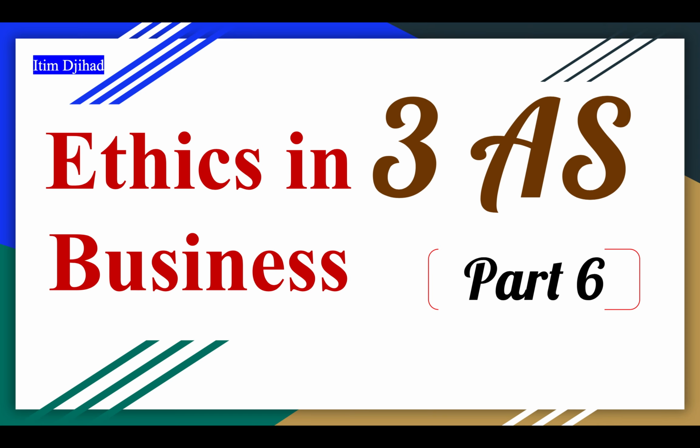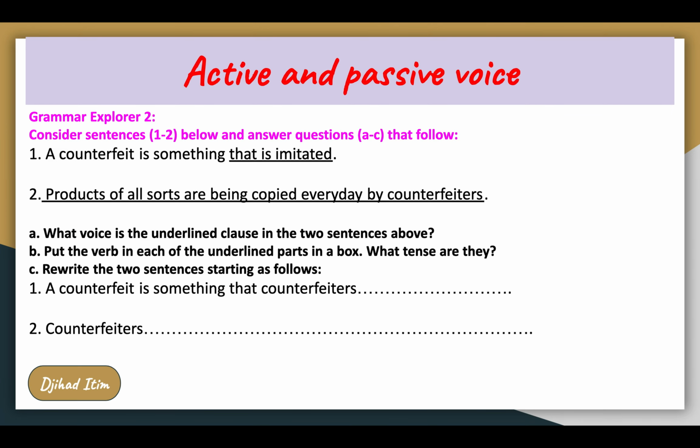Ethics in Business Part 6. In today's lesson we'll talk about active and passive voice. Grammar Explorer 2. Consider sentences 1 and 2 below and answer questions A to C that follow. We have sentence 1: A counterfeit is something that is imitated. Sentence 2: Products of all sorts are being copied every day by counterfeiters.